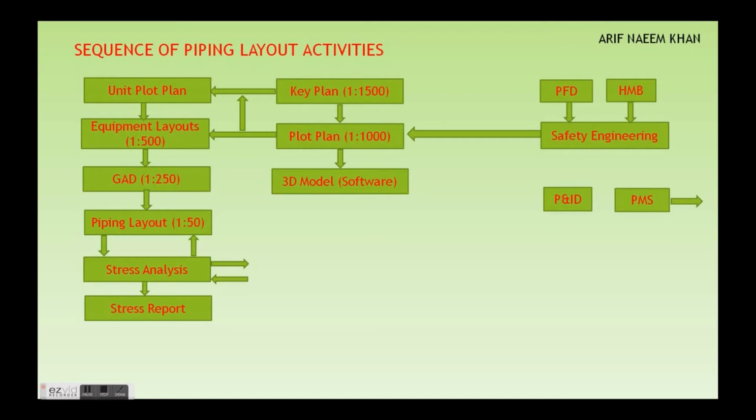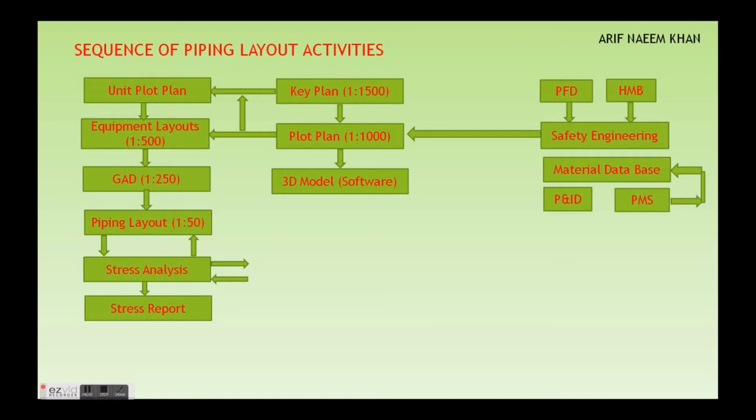The material database is required for the 3D model software because you have to extract complete information from the 3D model, starting from MTO to isometric layouts and GADs, everything. So the material database we have to develop based on our piping material specifications. This material database and the P&ID are the basic input for the 3D modeling. And along with this, we have the plot plans.